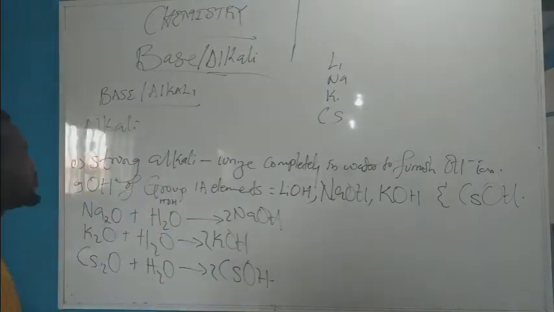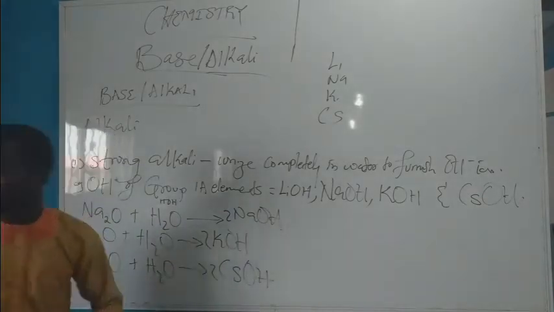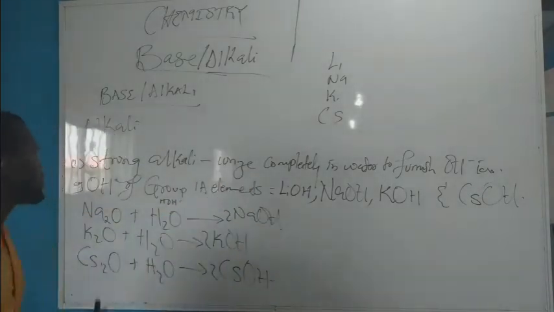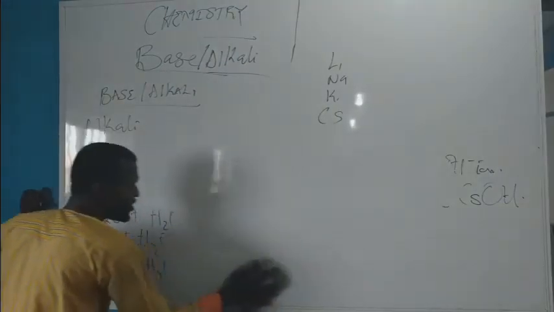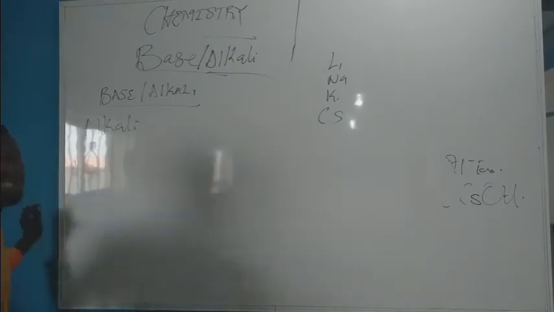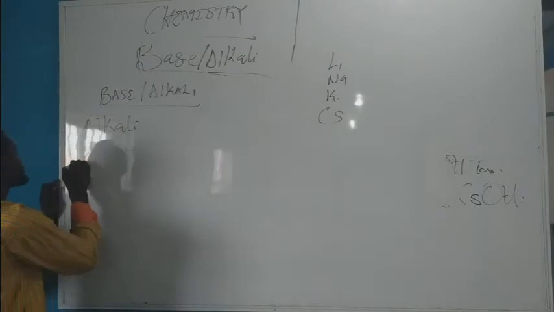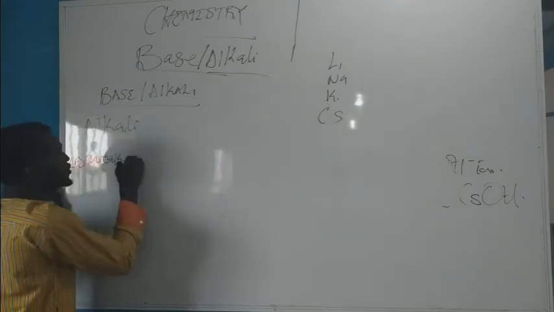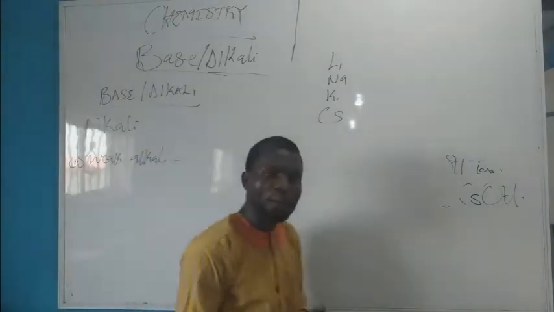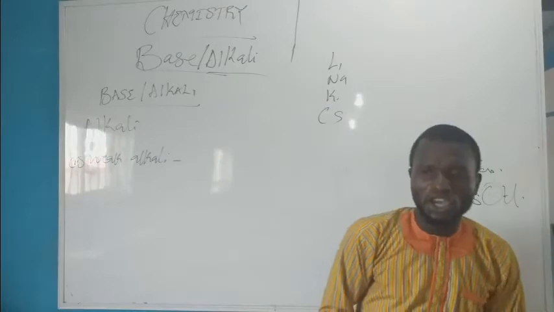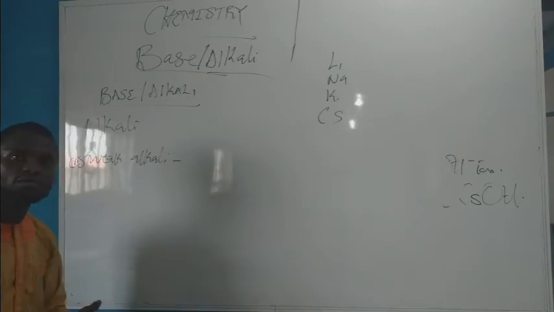So these are examples of strong alkaline, hydroxide of group 1A elements. So these are hosts of strong what? Alkaline. The second category of alkaline based on strength, just like acid, as we learned in the preceding lesson, is weak alkaline. Weak alkaline ionizes incompletely or partially in water or aqueous medium to liberate hydroxide ion.